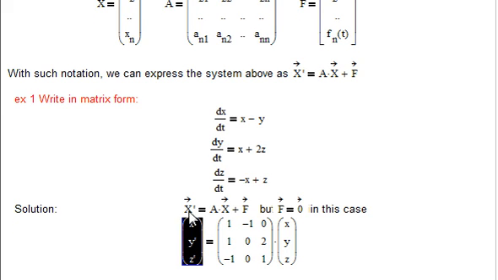our vector x prime, which is x prime, y prime, and z prime, is the matrix A, which is 1, negative 1, 0, because see there's 1x, negative 1y, and 0z times x, y, and z. So you know how to multiply a matrix times a vector. And then dy dt, y prime, is 1x, 0y, and 2z. So we have the 1, 0, and 2 in this row, applied to the vector x, y, z. And finally, the third equation, z prime, is equal to negative 1x plus 0y plus 1z.